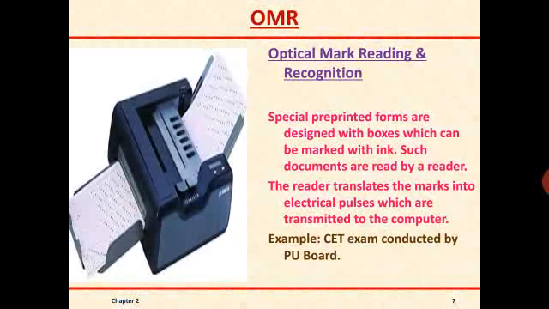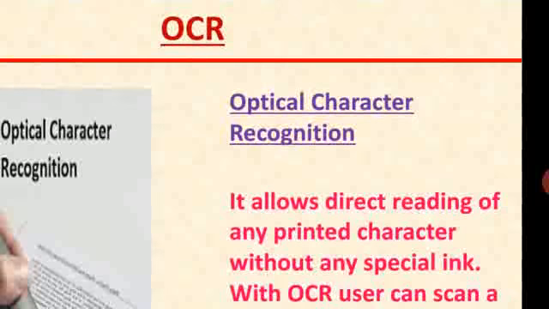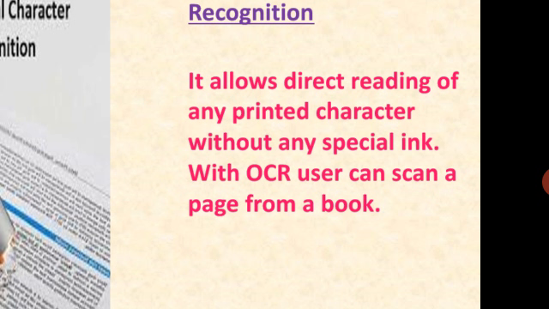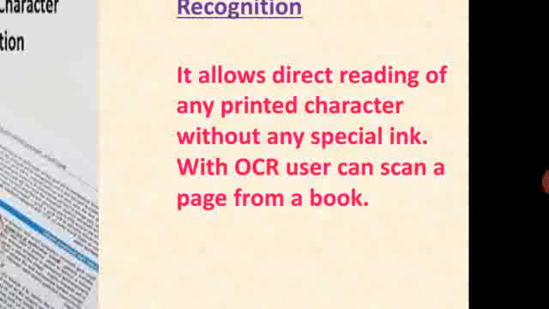The next input device is OCR. The full form of OCR is optical character recognition. What does OCR mean? It allows us to read any printed character. Earlier, as I told you, there was a special box made with special ink that only the machine could read. Nothing like that here. Any character made up of any ink will be read by the OCR. OCR means optical character recognition.